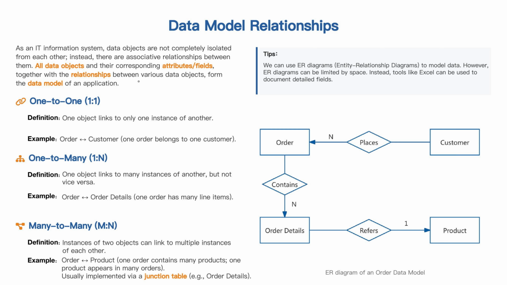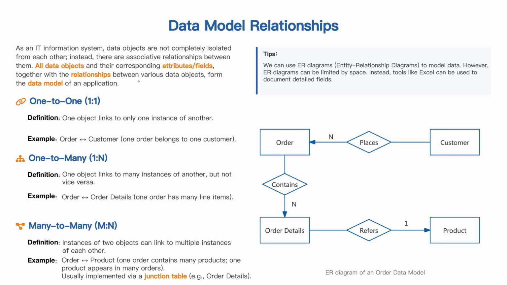However, data objects do not exist in isolation. They often have associative relationships. Generally, the associative relationships between data objects can be categorized into three types. The first is a one-to-one relationship, such as an order belonging to only one customer, or an order detail corresponding to only one specific product.